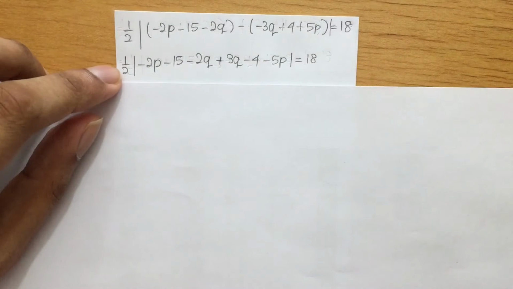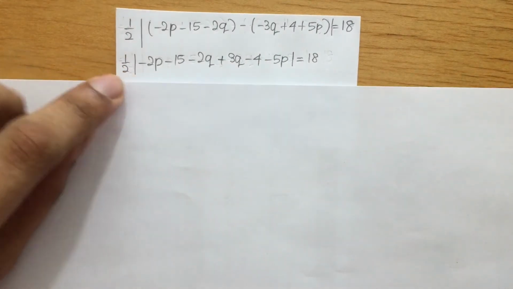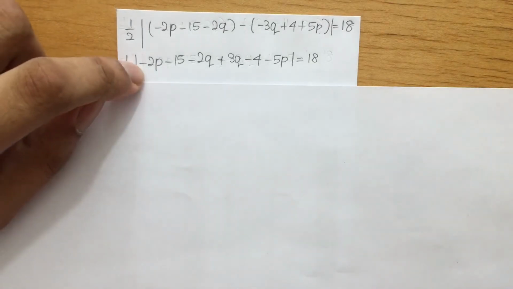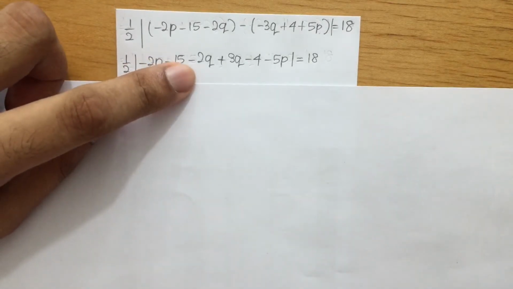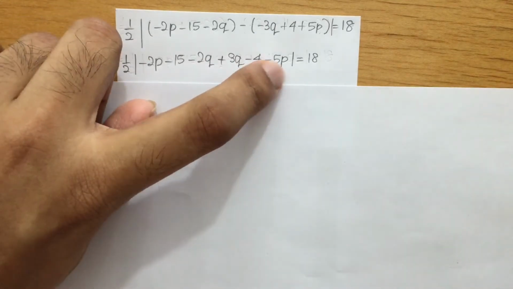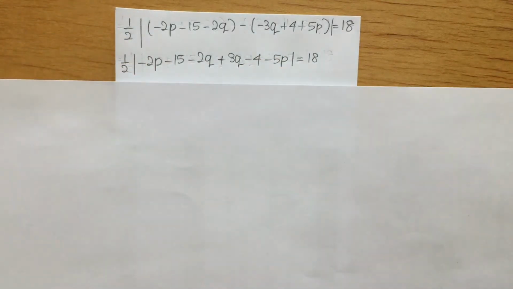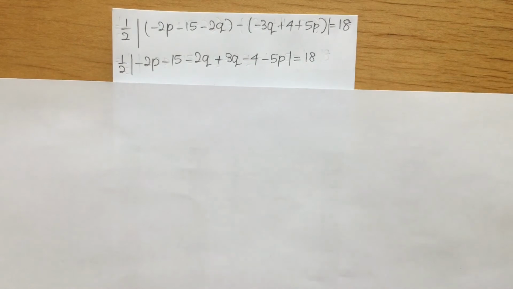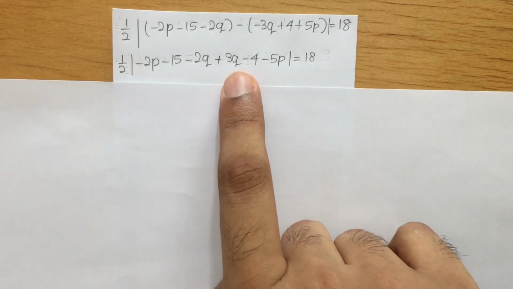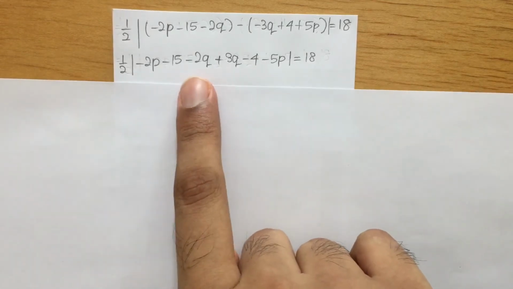So from here you get 1 over 2 modulus, so you already group into a one single expression over here. So negative 2p minus 15 minus 2q plus 3q minus 4 minus 5p close modulus equals to 18. So now we can group the variables respectively. We start to group the q first, since the q will give you a positive value.